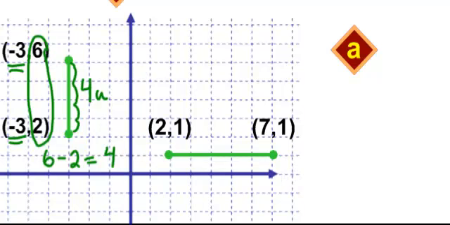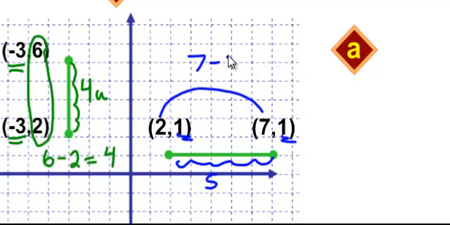Similarly, with a horizontal line, the y-coordinates are the same. And so we can count squares again, and we will get 5 squares. Or we can take the x-coordinates and subtract them, big one, take away small one, and get 5 units long.